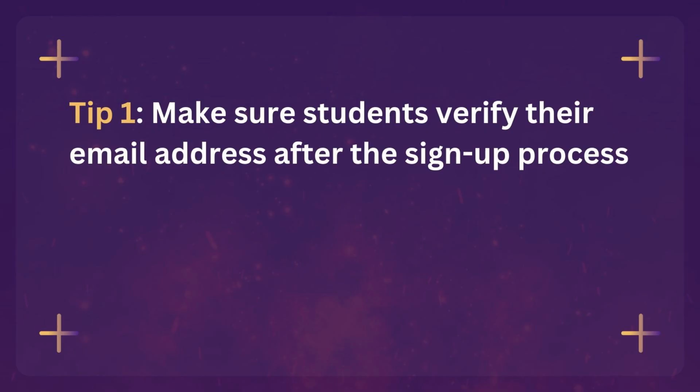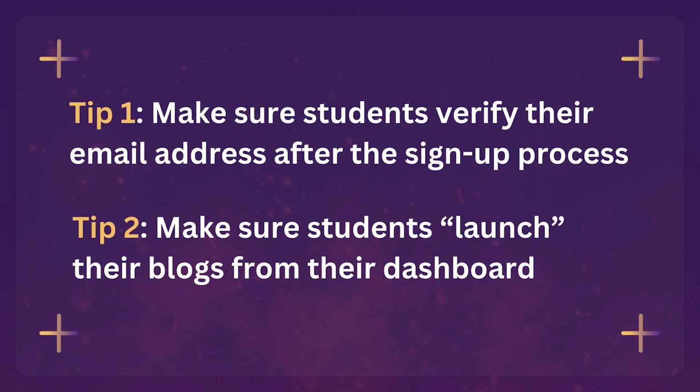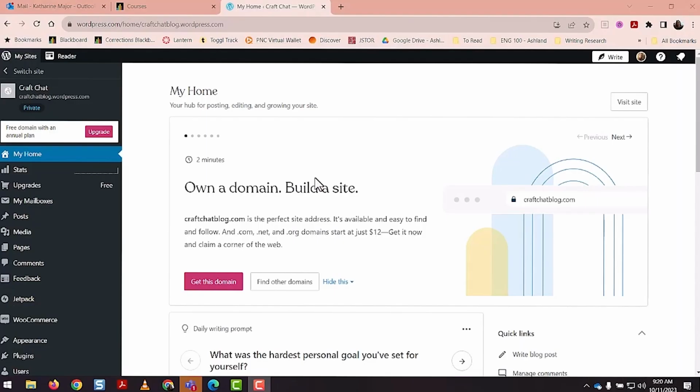First, make sure that your students have verified their email addresses. A lot of students just tend to skip this, and the blog will not correctly publish if their email address isn't verified. The second step is to make sure that students' blogs have been launched. And that is a process that students have to sort of manually work through using their WordPress dashboards. So I'm going to show you what that looks like.